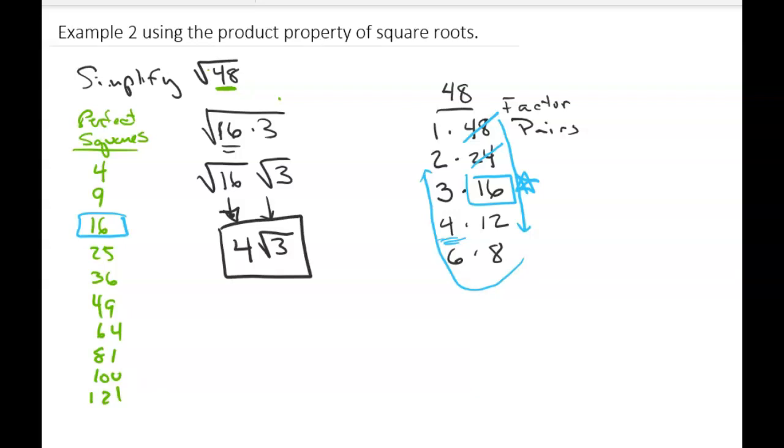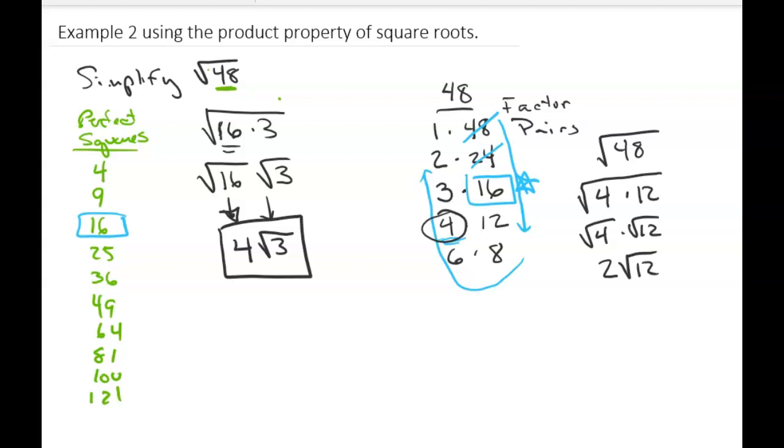I want to show you that if you don't take the time to find the largest perfect square factor, you can still do the problem, but it will be more work. For example, if I took square root of 48 and instead of using the 16, I grabbed this 4, I could break it up into the square root of 4 times 12, which is root 4 times root 12. Square root of 4 is 2, so I would get 2 root 12. The problem is this can be simplified further because 12 has a perfect square factor.